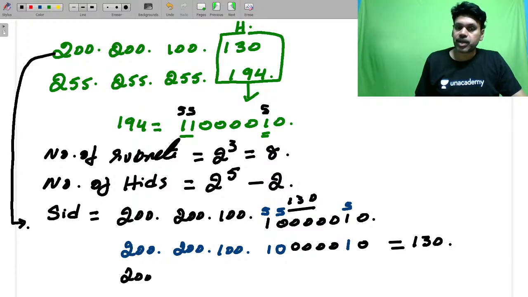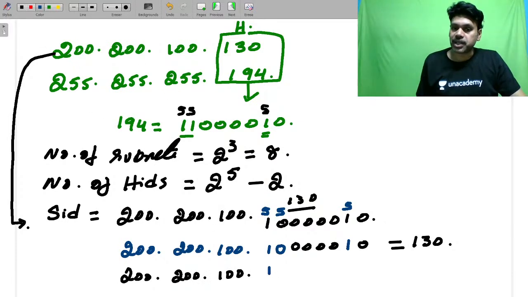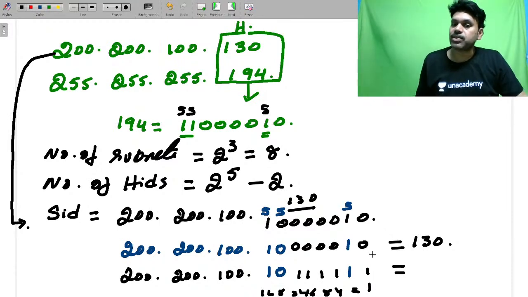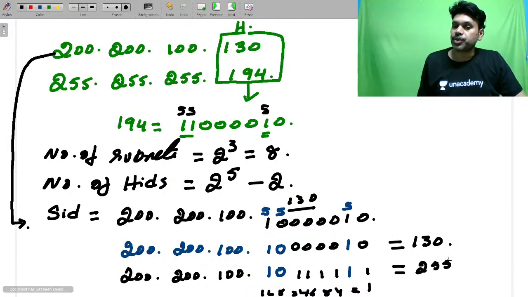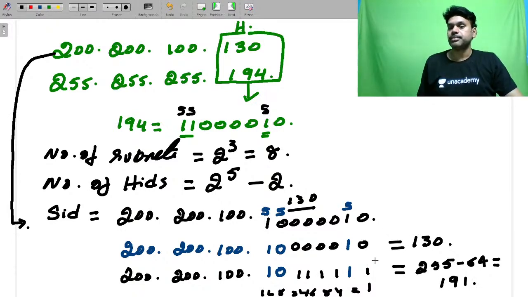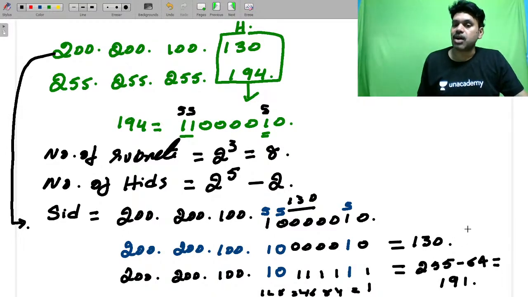Now you see 200 point, 200 point, and 100 point. You drop as it is subnetted positions. Remaining you make them to ones. So read what is the value. What is the value? So 1, 2, 4, 8, 16, 32, 128. So 255 minus 64, that's the meaning. 255 minus 64, it is 191. Okay, so this is the concept.